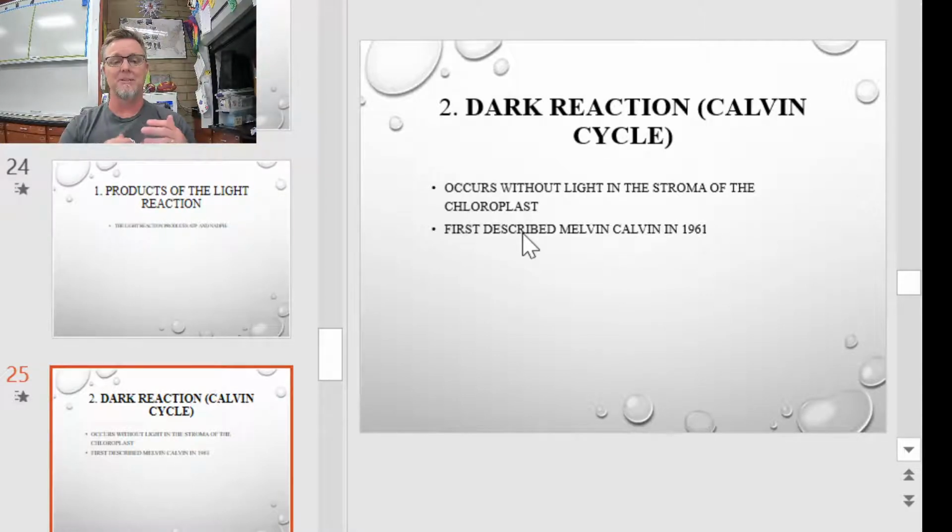Now remember, this is kind of a misleading name, dark reaction. It gives you the impression that this can only happen at night. That's not true. This can occur anytime, day or night. The word dark reaction implies that basically light's not necessary for this to occur. Why do we call it a Calvin cycle? Because that's the name of the guy that discovered it in 1961.